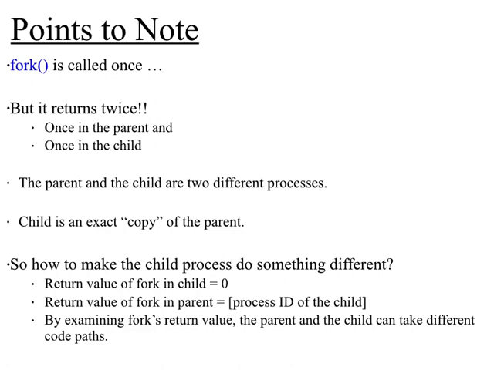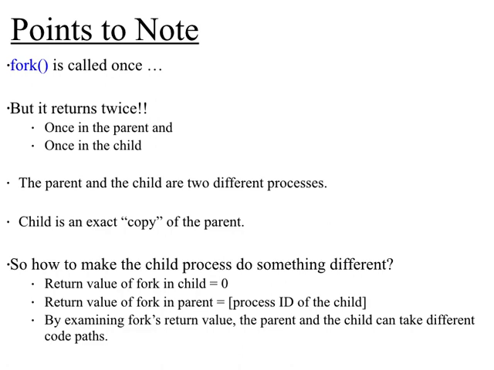How do you make the child process do something different? You have to check the return value of the fork. If the return value is 0, then it's the child process. If the return value is non-zero, then it's the parent process. And correspondingly, you do different tasks in the parent and the child.